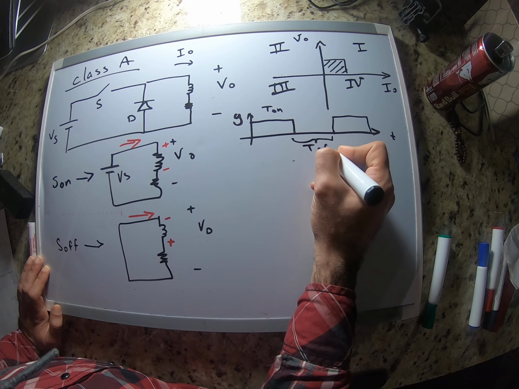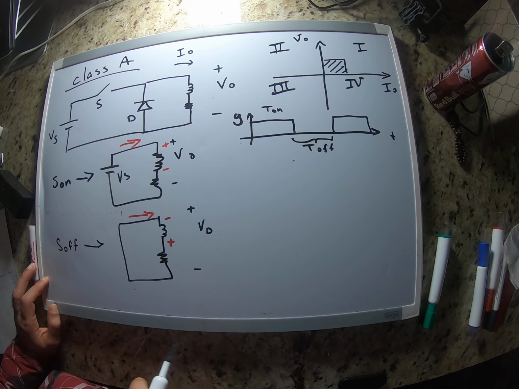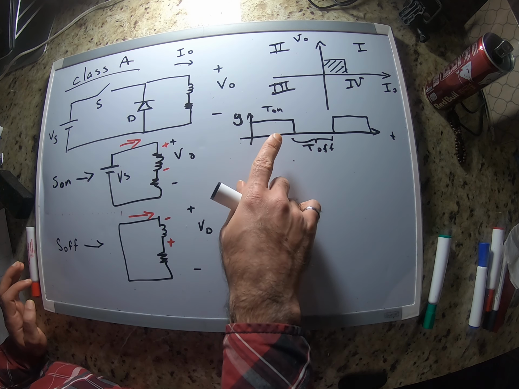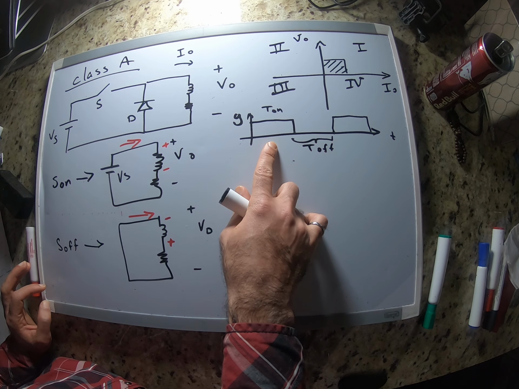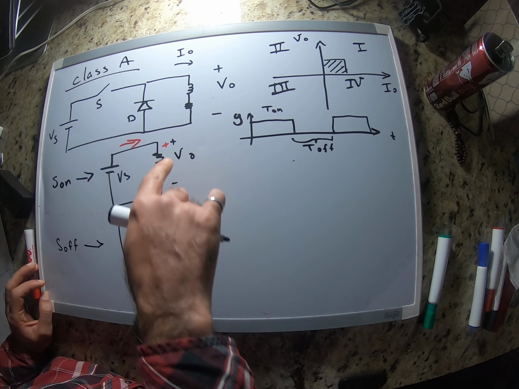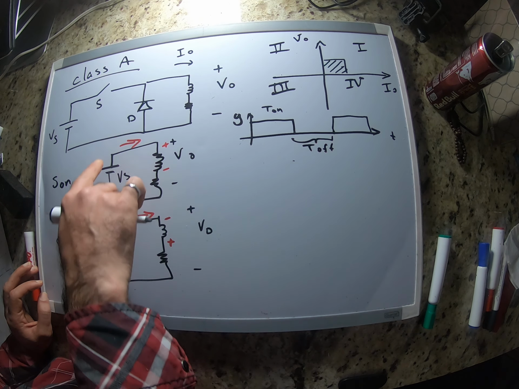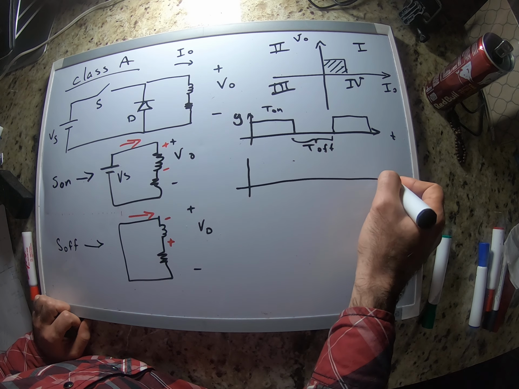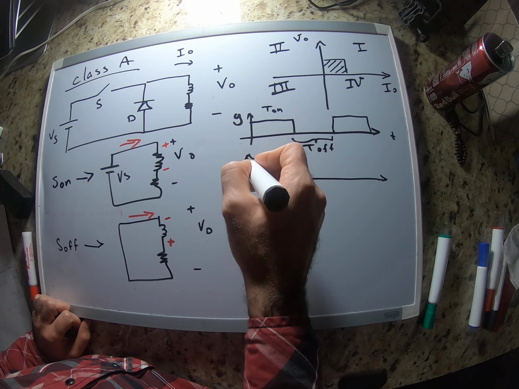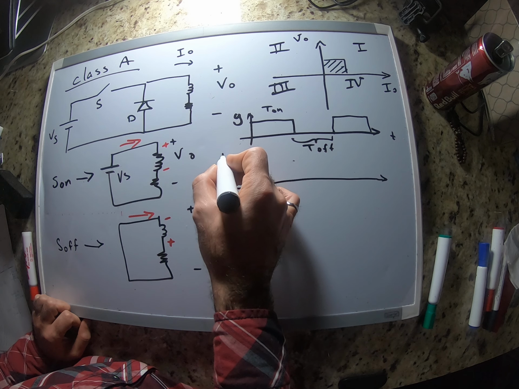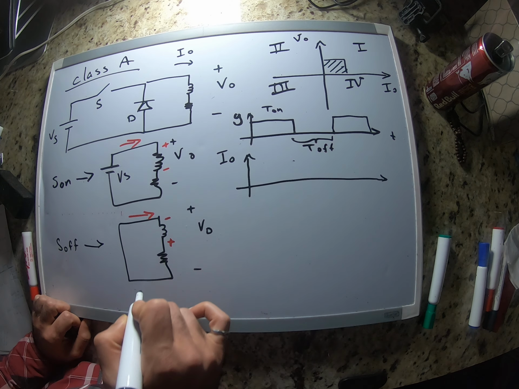So this is T off. Okay. So once you have your switch on, then basically, in this case, you would have an RL circuit. The inductor starts absorbing energy. And we have seen the working mode of an RL circuit.